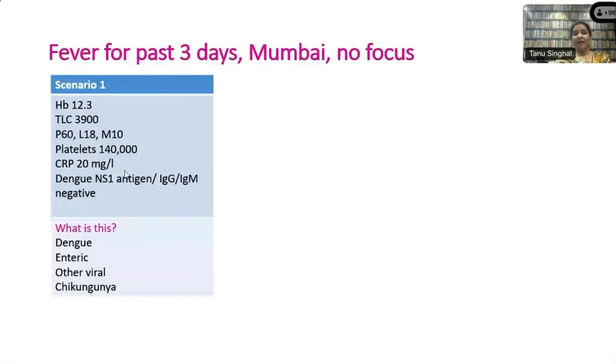So lastly, in the last 2 minutes, I just want to show you, and maybe at this point in time, people can write in their chat what they think of, because this is fever for past 3 days, Mumbai, no focus. And if you see this first patient, the count is 3900, predominant polys, platelets are slightly low, CRP is mildly elevated, dengue is negative. So what do you think it can be? You can put it in your mind, but basically this can be anything. But it's unlikely to be enteric fever, because in enteric, your white cells and platelets don't go down so quickly in the first 3 days. And the CRP is also not high.